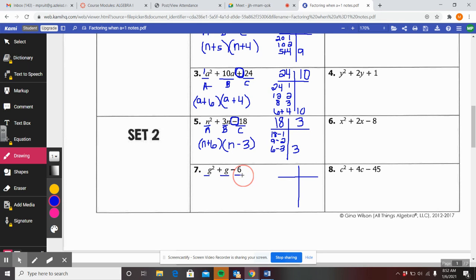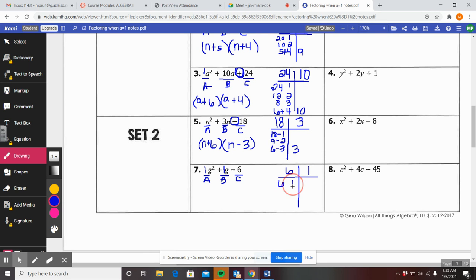A, B, C. So this is a 1, this is a 1, and this is negative 6. So A, B, C. So what's A times C? Don't pay attention to the sign. Get off your phones. What's A times C? 6, right? All right. And then what's B? 1. Okay, so let's factor out 6.